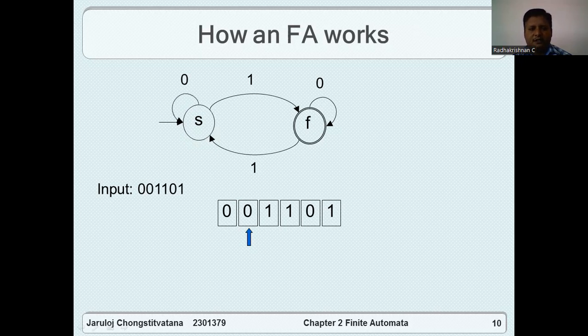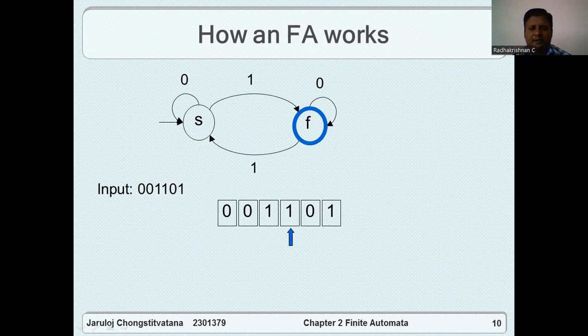Following the transition function, again the next state will be S. The tape head gets moved one position to the right. Now the current state is S and the reader input is 1. The transition goes to state F. So the input is moved to the next position.